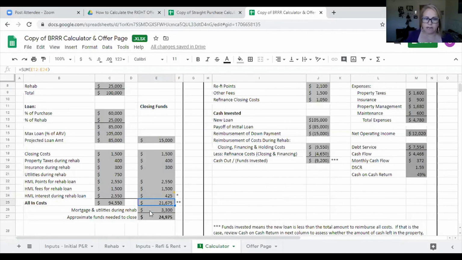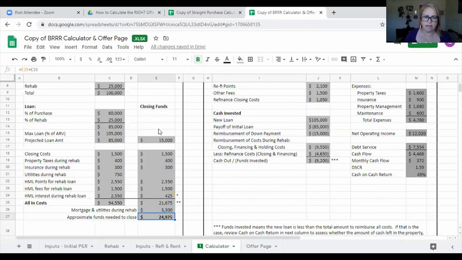All right, and then we have our mortgage and utilities during rehab. So the mortgage payment of the 12% of the 85,000, what are we going to have to pay each month? And so this kind of shows you how much money you need to be prepared for. You might call that gap funds, but it's how much money you are going to need to have ready to go for the purpose of having enough money for the whole deal.